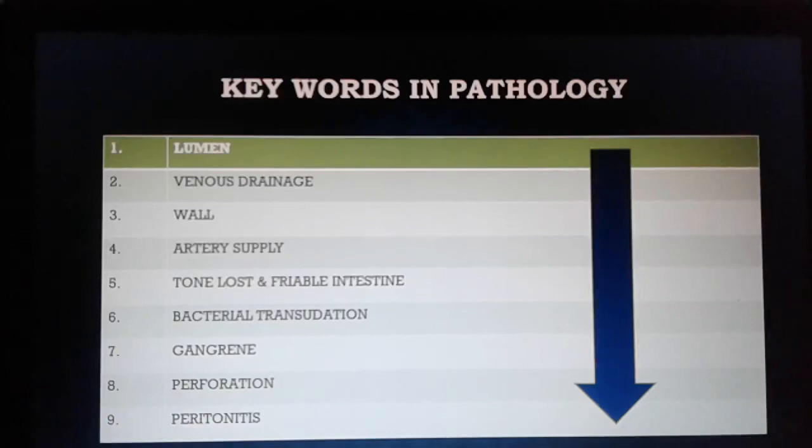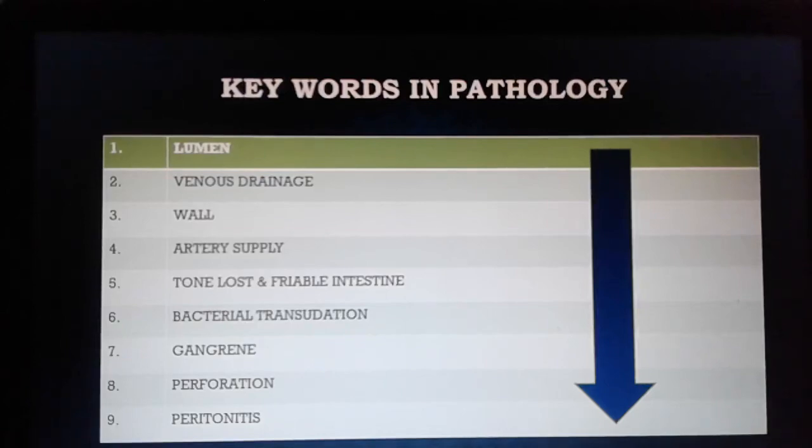Reducible hernia is there. It becomes somehow irreducible. Irreducible hernia leading to obstructed one, and simultaneously, side by side, it becomes strangulated hernia. And how does it happen? This is what we are going to discuss in this part. Now this slide is showing you 9 important words in successive order. I am just describing it a little bit.